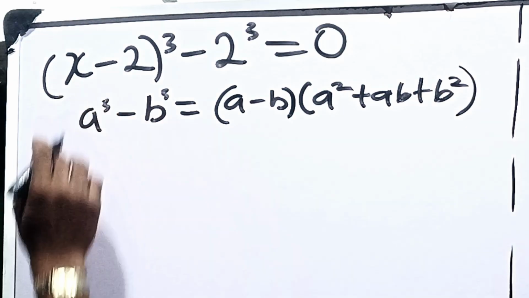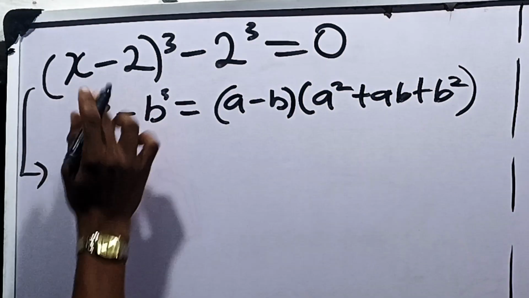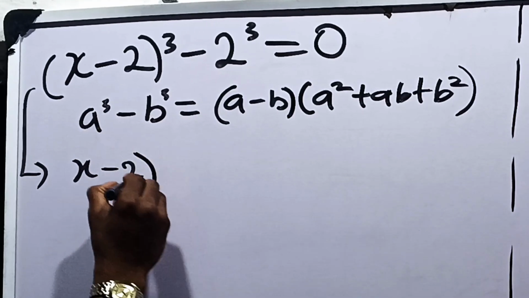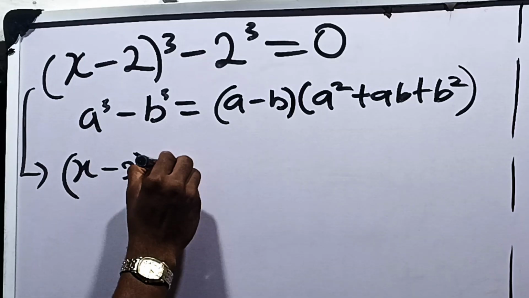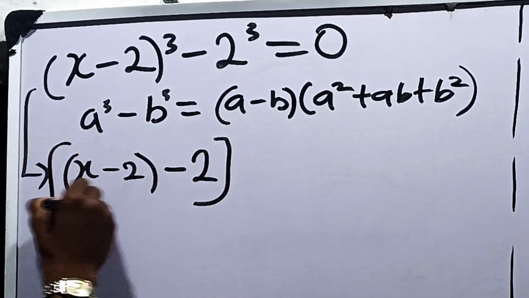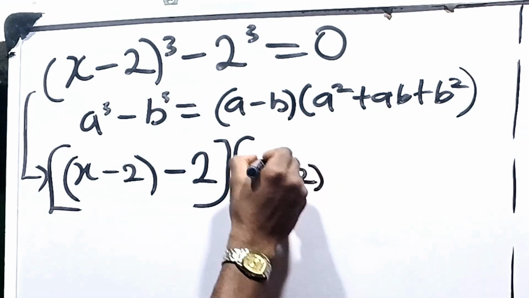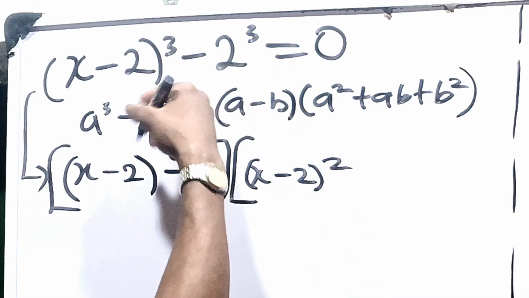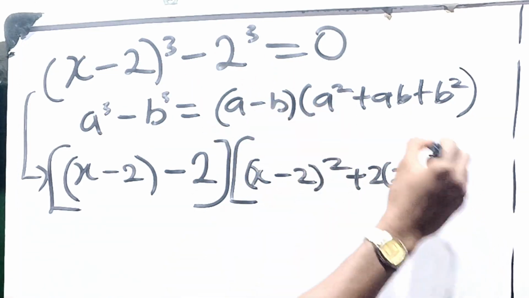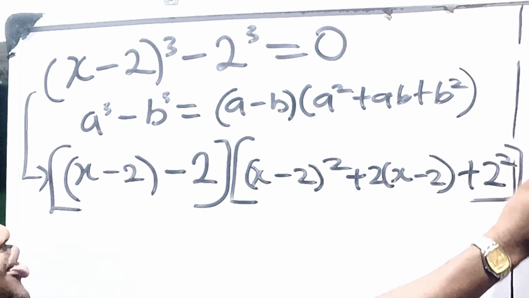Okay, so applying this law here, we have the first term, so (x - 2), into, now we have minus the second term, which is 2, and this will be multiplied by what? We have the first term squared, (x - 2)^2, then plus 2 into (x - 2), plus 2^2, alright? So this is what we have here, and this is equal to 0.